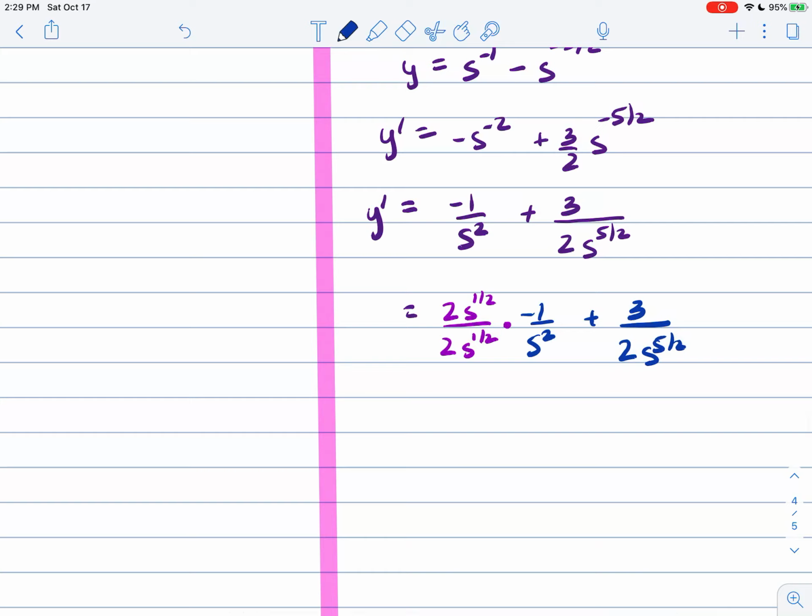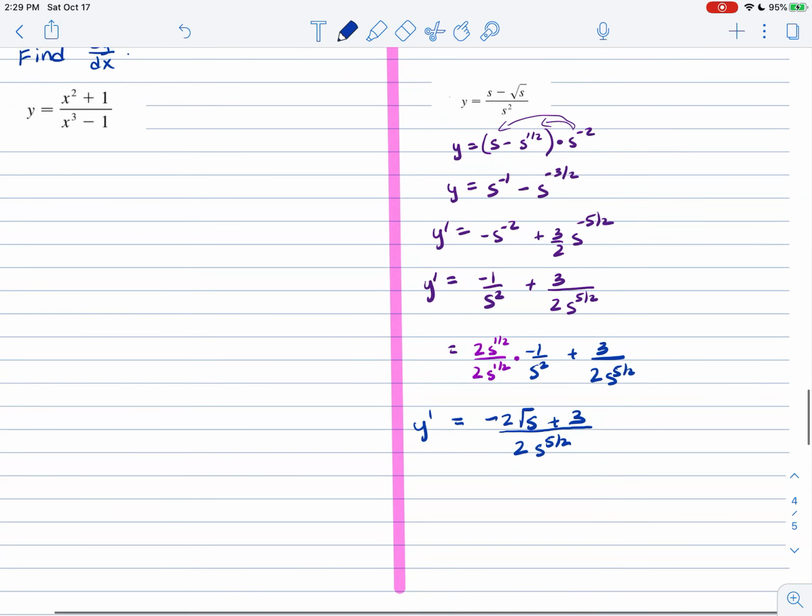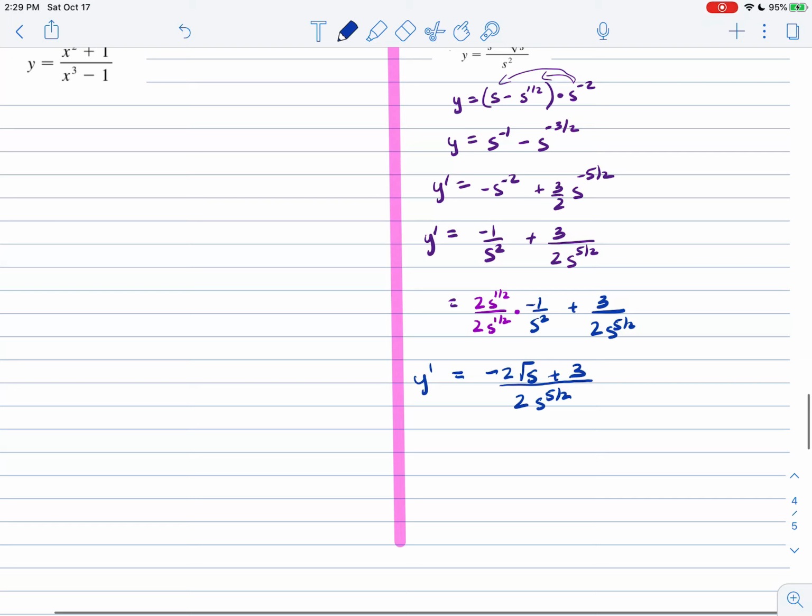and we'd have the same denominator then, and then we could combine the numerators, and multiplying here we would get minus 2 root s plus 3 all over 2 s to the 5/2, or if you wanted to change that to s to the 2.5, so you'd have s squared times the square root of s if you wanted to. Or you can keep it the way that it is, and you can use the quotient rule. Either way, you're going to get the same result. But that is an option when you have a single term.